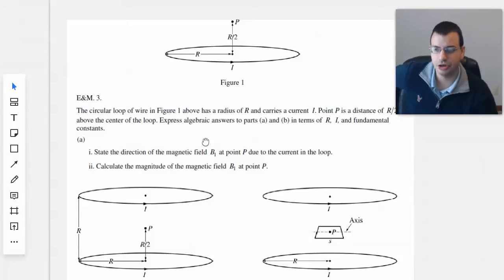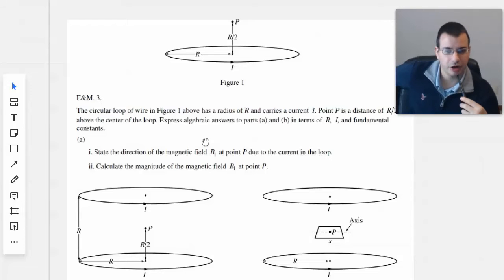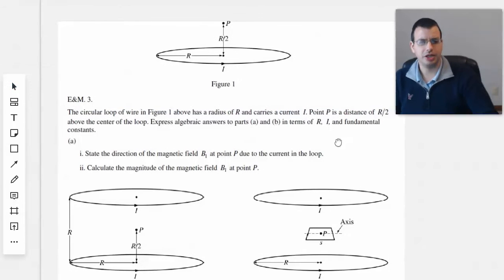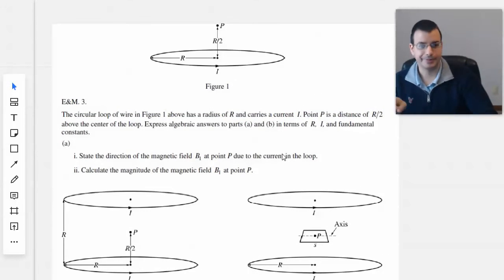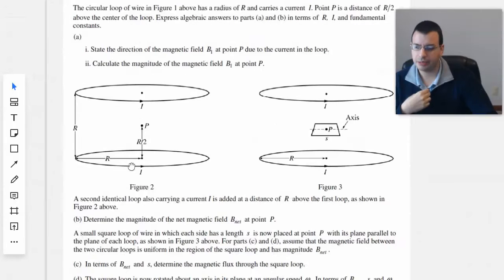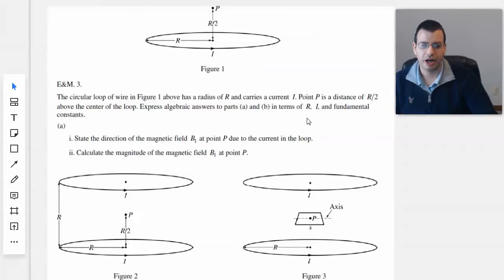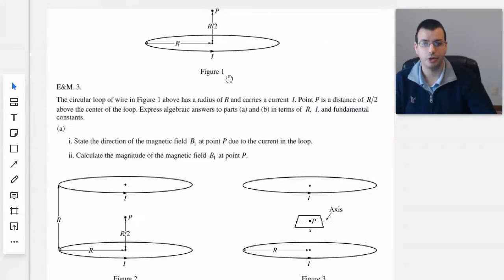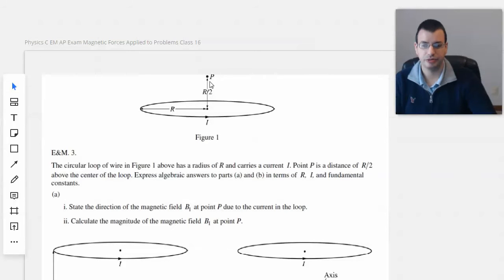So we have a circular loop of wire, figure 1, above, with a radius of r. It carries a current I. Point P is at a distance of r over 2 above the center of the loop. Express algebraic answers in terms of r, I, and fundamental constants. Part A: state the direction of the magnetic field B1 at point P due to the current in the loop.